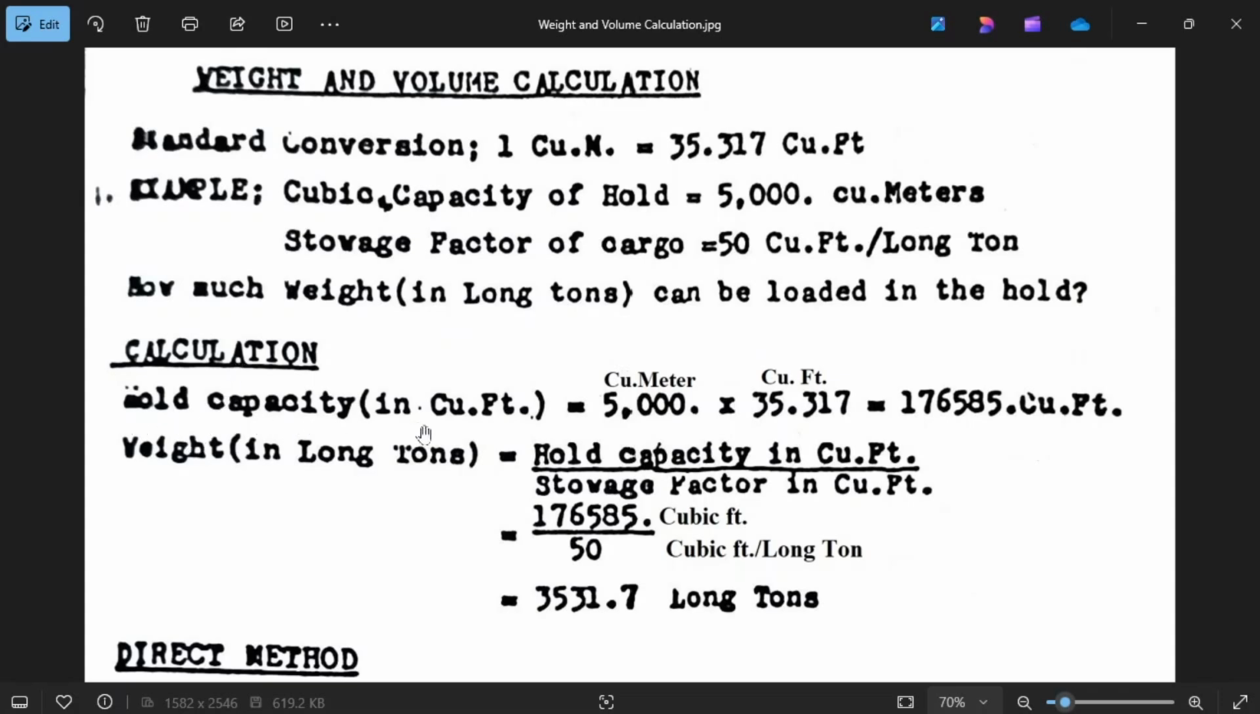So the hold capacity in cubic feet is 5,000 cubic meters. The problem is asking what will be the hold capacity in cubic feet. Here the hold capacity that we have is 5,000 cubic meters, so we have to convert this to cubic feet. To convert it, we multiply 5,000 by 35.317, because 1 cubic meter is equal to 35.317 cubic feet. So if you have 5,000 cubic meters, you multiply it with 35.317 to get the cubic feet. So the answer would be 176,585. So check, guys.